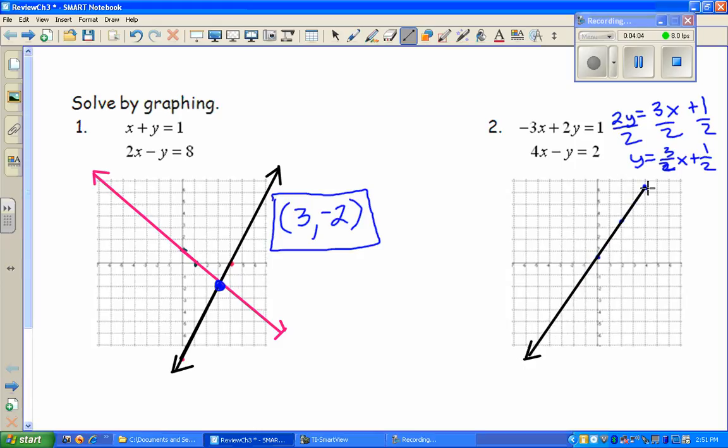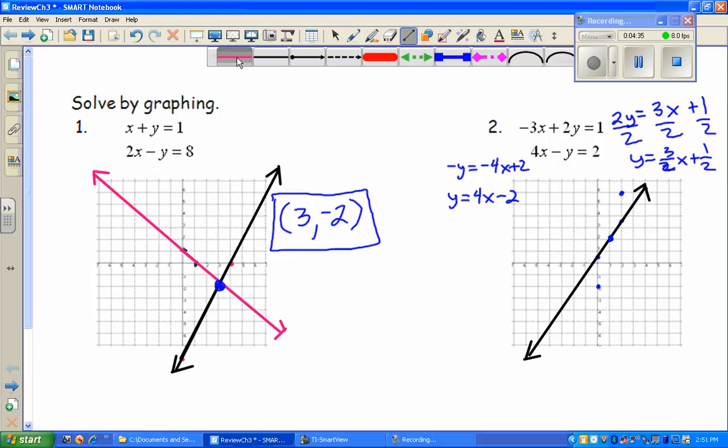And then for the other one, I'm going to solve for y there. A negative y would be negative 4x plus 2. And then divide by a negative, or multiply by a negative, to change all the signs. Positive 4x minus 2. So starting at negative 2 and slope of 4. 1, 2, 3, 4 over 1. There's the intersection. Up 1, 2, 3, 4 over 1. So that one lined up really nice.